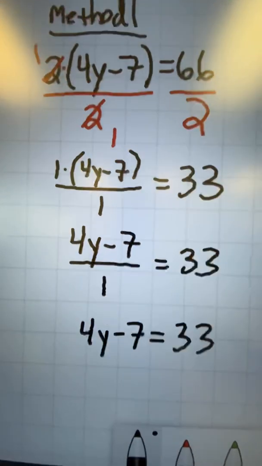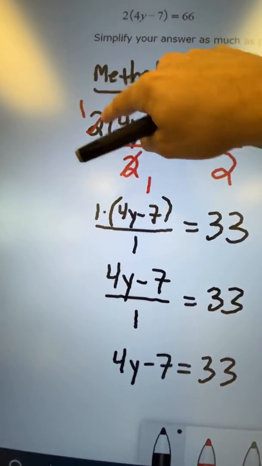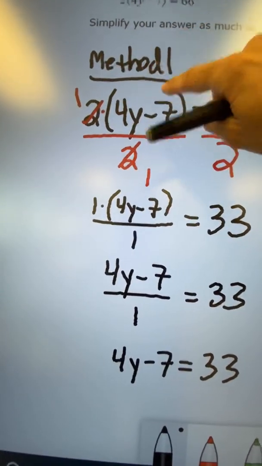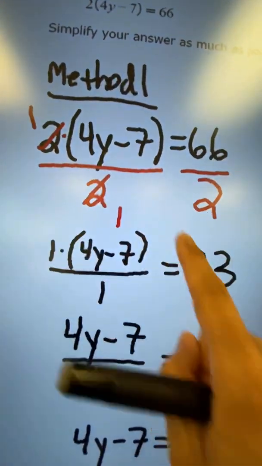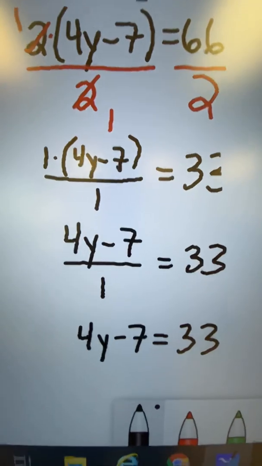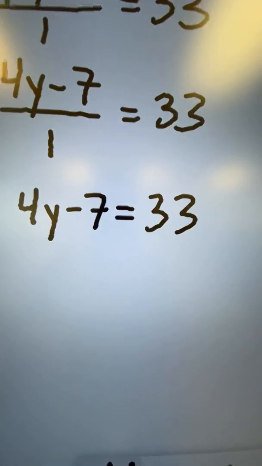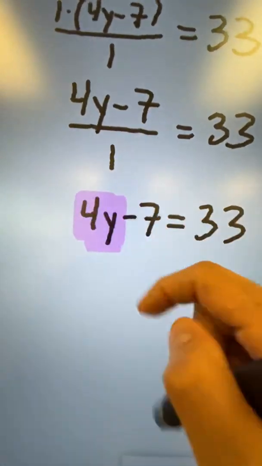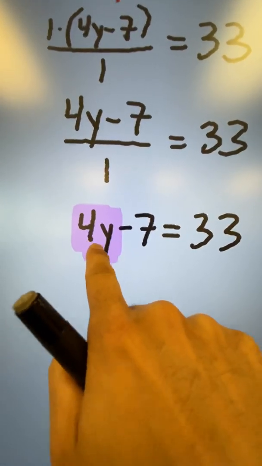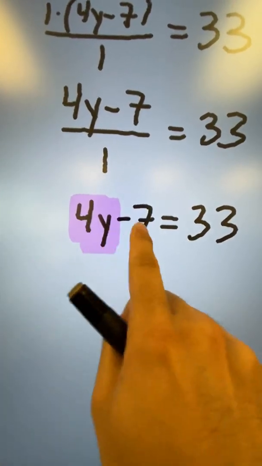Essentially, once you notice that these numbers cancel out and reduce to 1 and 1, you could go from this step immediately to this step, because the only thing left is the numerator, 4y minus 7. On the right side, we ended up getting 33 when we simplified it. And now you can see we have a two-step equation. We're trying to solve for 1y. Notice that y is on the left side of the equal sign, and we have two terms, the 4y and the 7.